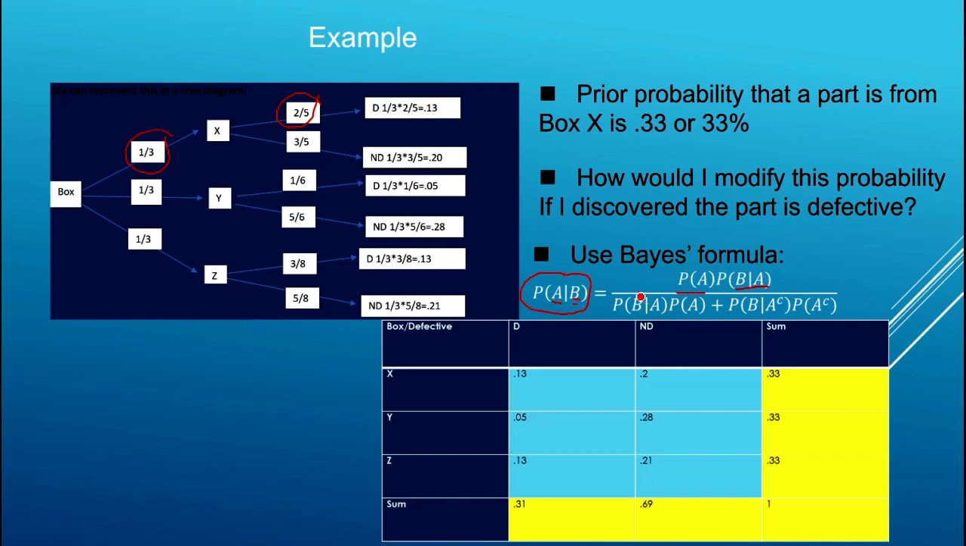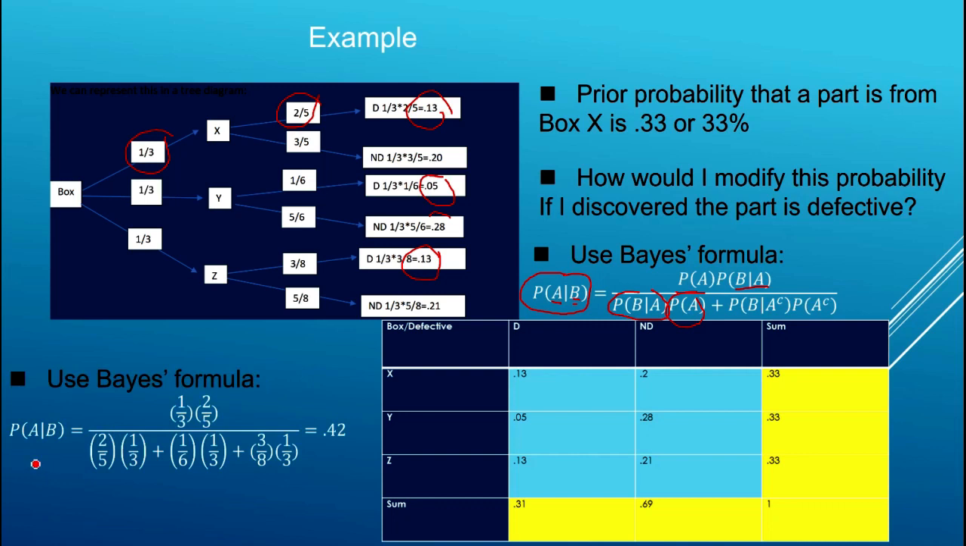In the denominator, what we conclude is the probability of defective given X times the probability of X, plus the probability of defective given box Y times the probability of selecting box Y, and then we'll add the probability of defective given box Z multiplied by the probability of picking box Z. Notice what we're really doing here is summing up all of these probabilities in order to calculate the probability overall of a defective item. That is in the numerator. In the denominator. So here's the application of Bayes' theorem.